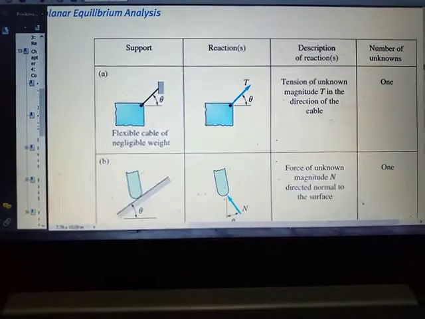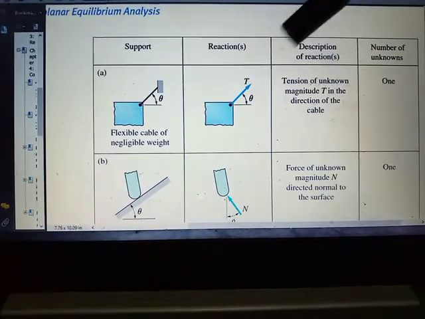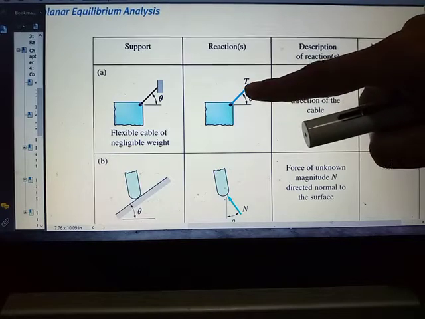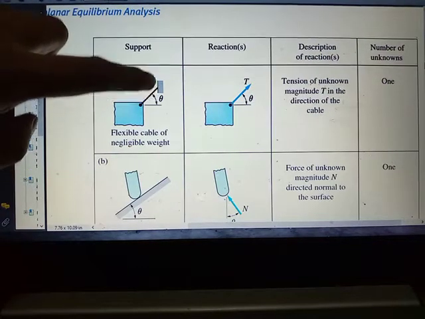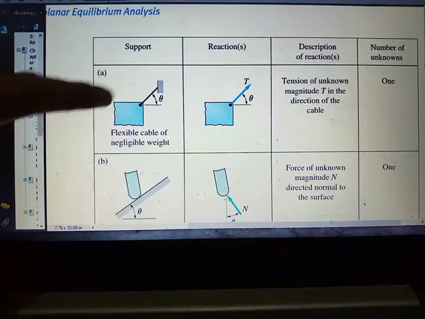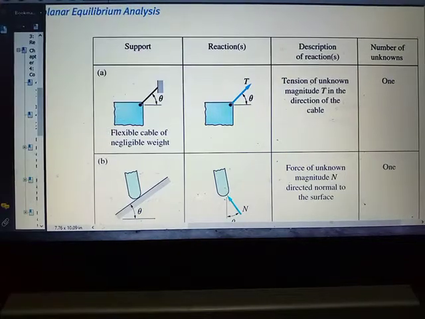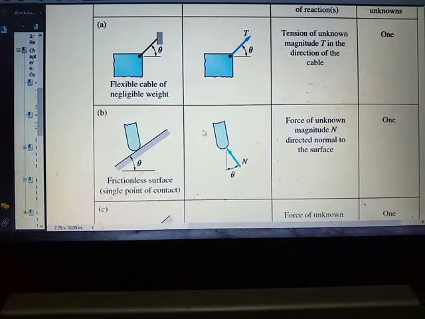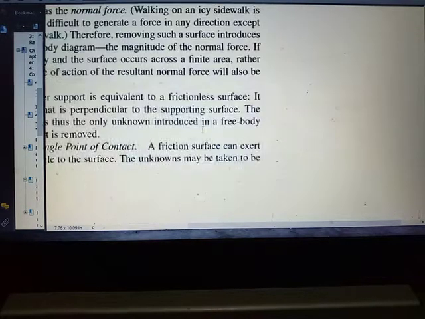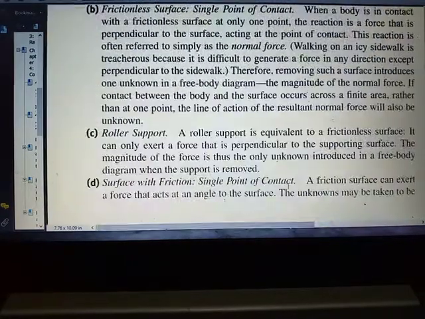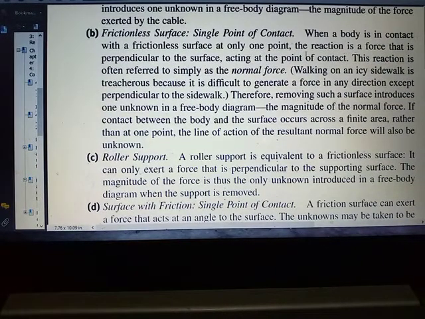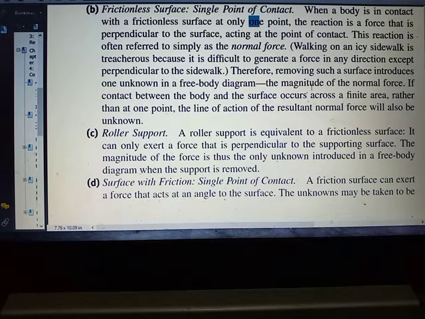So, instead of this, ito yung support mo, ito yung reaction. Ito na yung free body diagram mo. Instead na ilagay mo yung support ng flexible cable mo, ito na yung mangyayari. Kapag frictionless surface, actually, ito rin yung ibig sabihin. Frictionless surface, single point of contact. When a body is in contact with a frictionless surface at one point, the reaction of force is perpendicular to the surface acting on the point of contact.